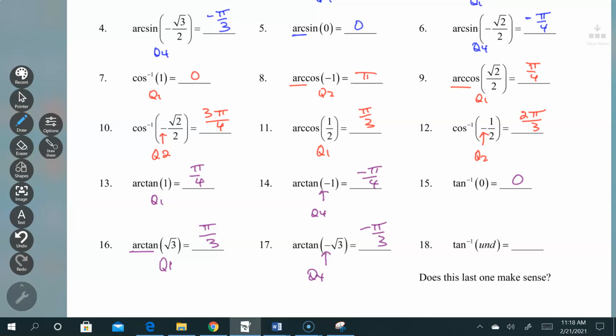And then this last one's a little bit weird. What the heck is undefined? So when does tangent equal undefined? It will be at pi over 2. Not negative pi over 2. We only use the positive. That's because tangent of pi over 2 is undefined. So it's kind of weird, but it does make sense.